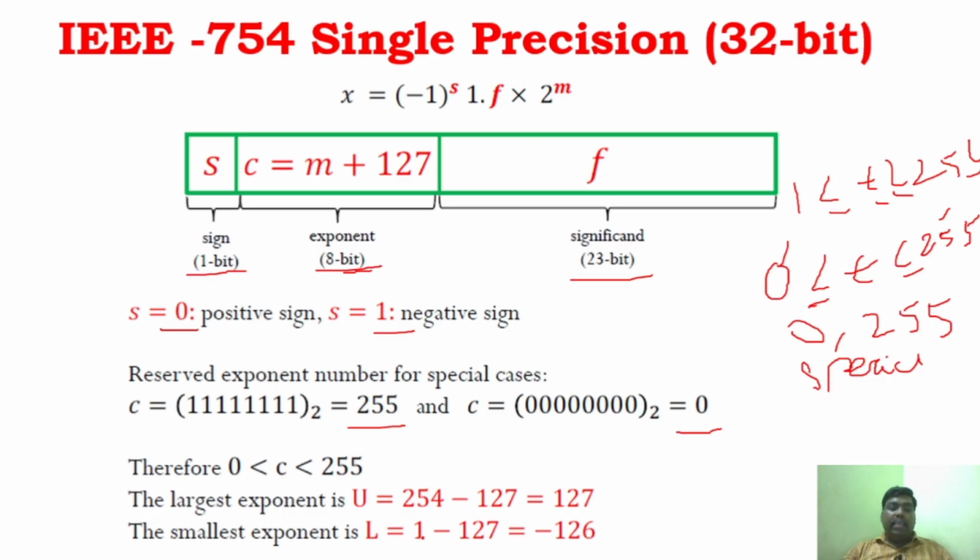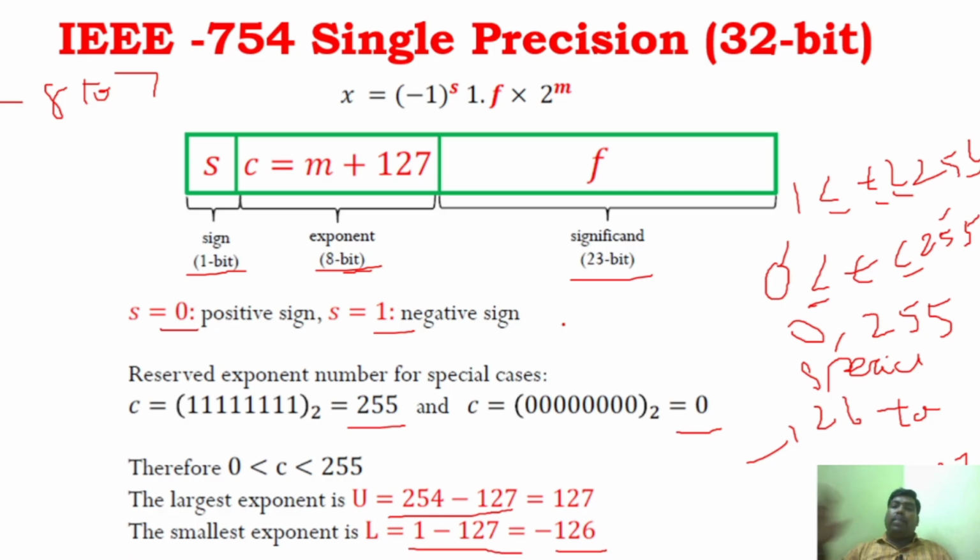Now you can see here, the largest exponent will be 254 minus 127, that is the exponent value. And the lowest value will be 1 minus 127, which is minus 126. If you recall, in 4-bit biasing what we saw was from minus 8 to plus 7. Here it is from minus 126 to 127. Clear? So in single precision, 0 and 255 will not be used for the exponent. They are used for special cases, which I will explain.